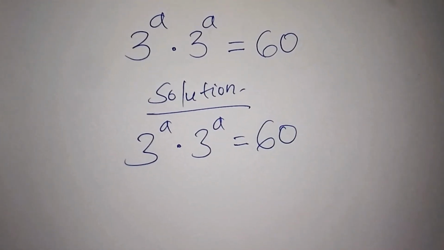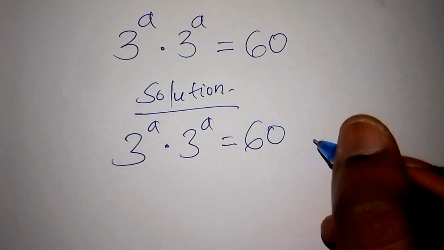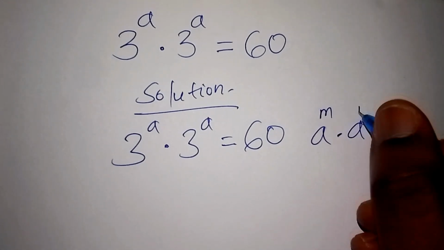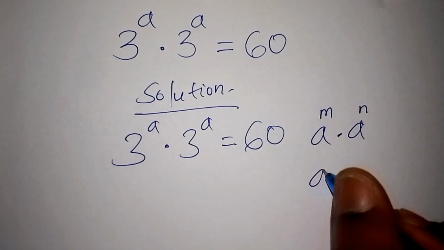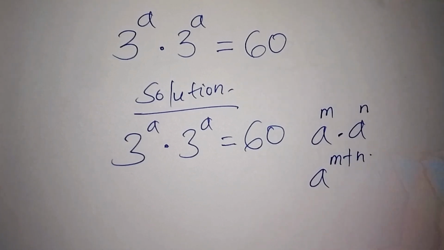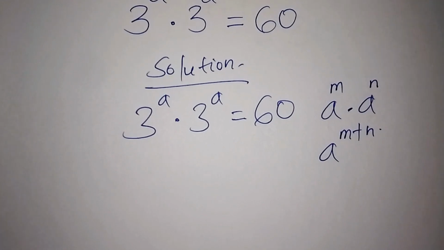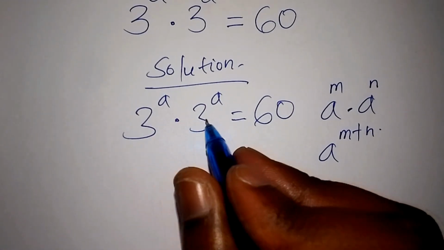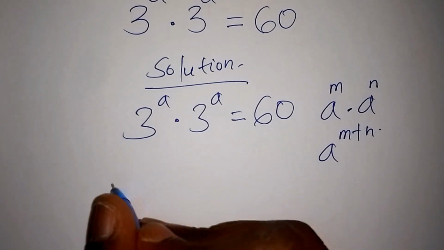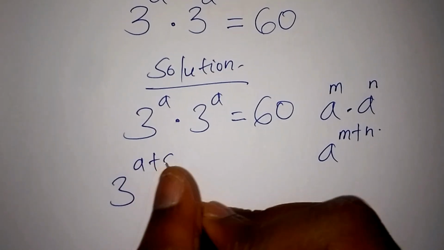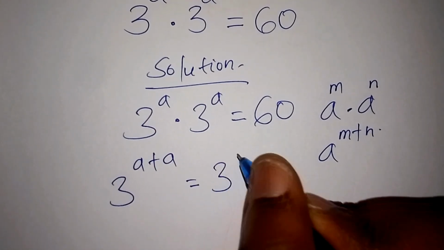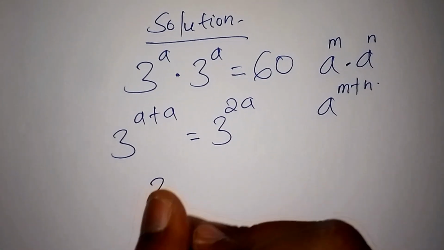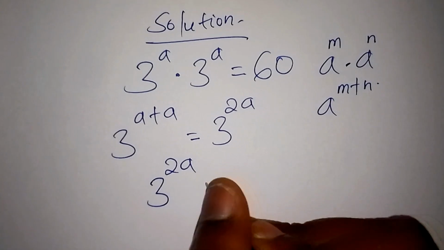Now, let's take a quick recall: when you have a to the power of m, multiplied by a to the power of n, this shall be a to the power of m plus n. So that one put aside. Here we have 3 to the power of a multiplied by 3 to the power of a, which shall be 3 to the power of a plus a. That shall be 3 to the power of 2a. So 3 to the power of 2a is equivalent to 60.